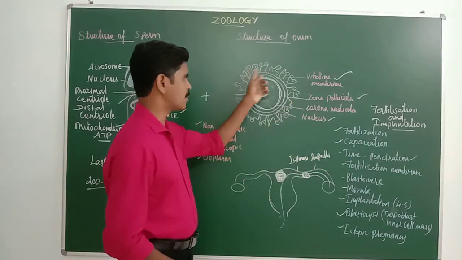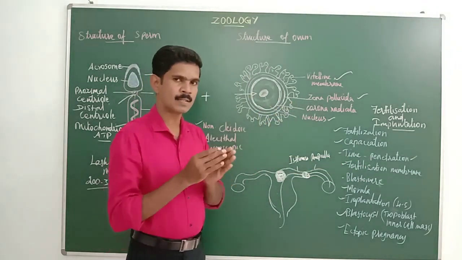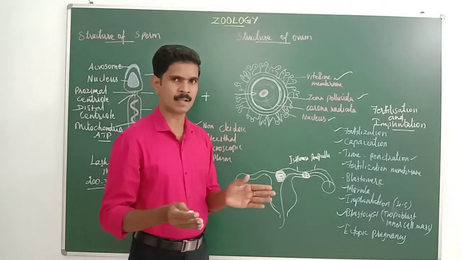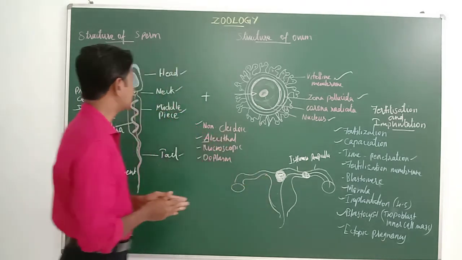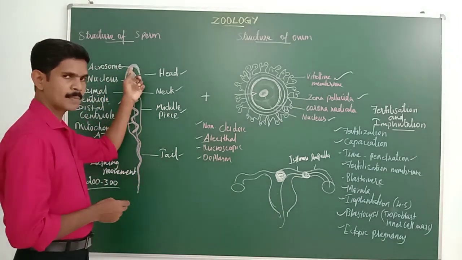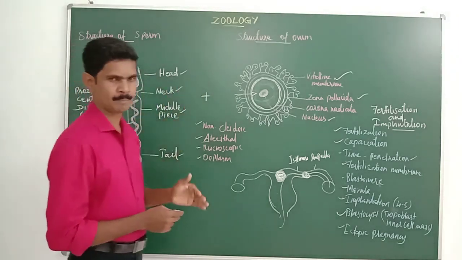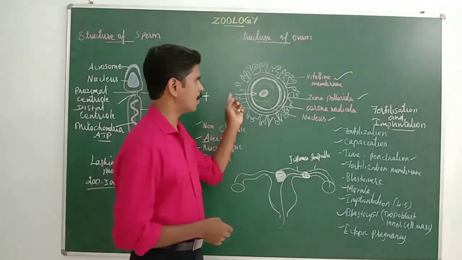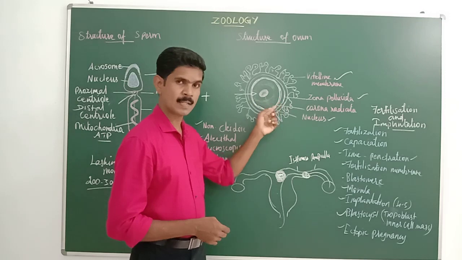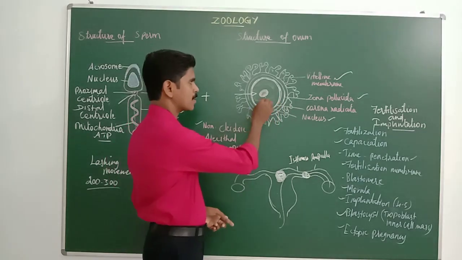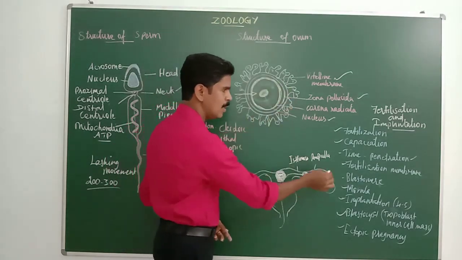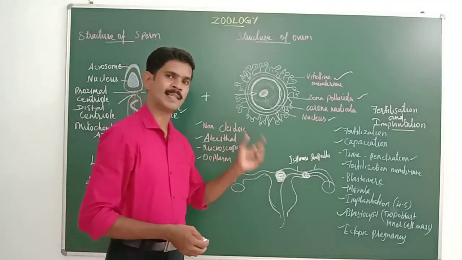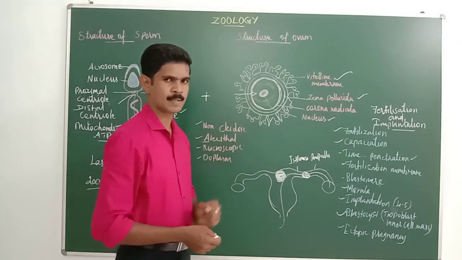On the outer surface of the egg, many follicle cells are there. These follicle cells are attached with each other, so they should be disintegrated or separated. For this purpose, the hyaluronidase enzyme present in the acrosome is helping. Okay, then next fertilization membrane. Once the sperm has entered the egg, immediately the cytoplasm produces one more membrane called the fertilization membrane. This fertilization membrane prevents the entry of other sperms into the ovoplasm.